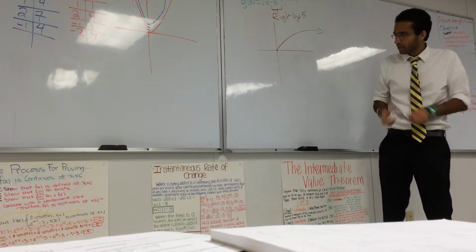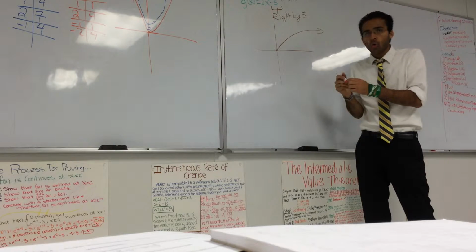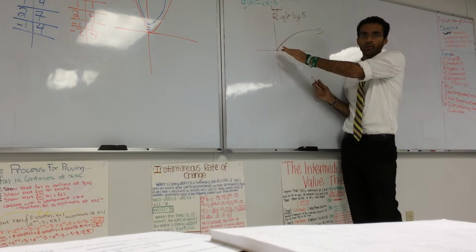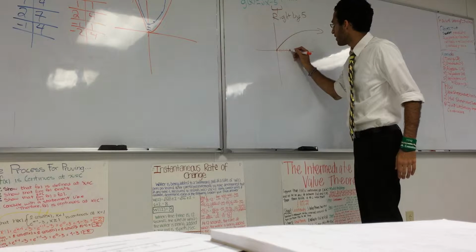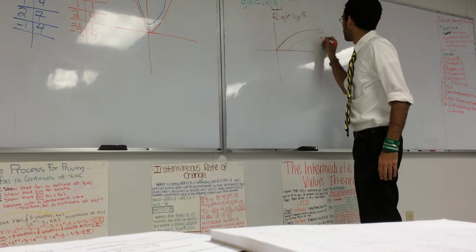So how do I do this? Well, I start here, and I think it's always easiest to start when x is 0. We go right by 5: 1, 2, 3, 4, 5. Here's our point. There it is.